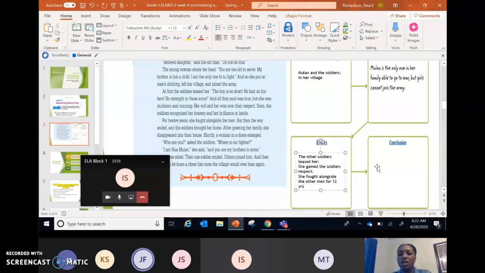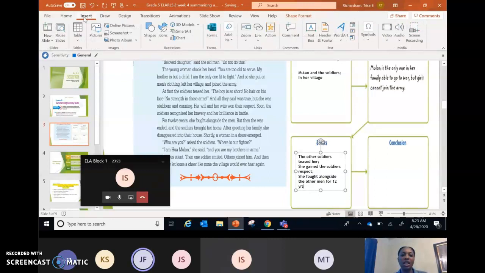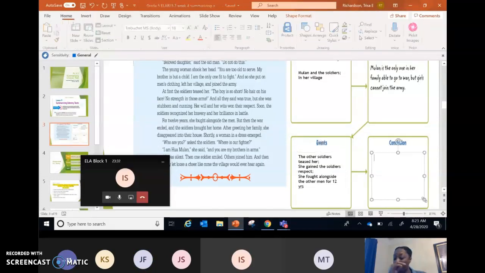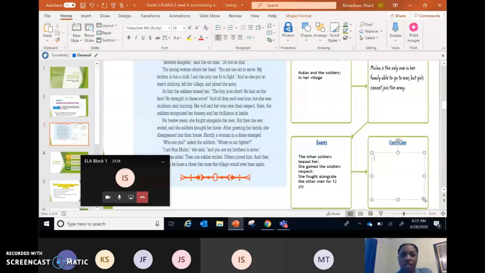Okay, let's move to the conclusion. What happens at the end of the story? I'll go back and read that section, and I would love to hear from some other individuals who I have not heard from. It says, after greeting her family, she disappeared into their house. Shortly, a woman in a dress emerged. "Who are you?" asked the soldiers. "Where's our fighter?" "I am Hua Mulan," she said, "and you are my brothers in arms." She was silent. Then one soldier smiled, others joined him, and then they let loose a cheer like none the village would ever hear again.